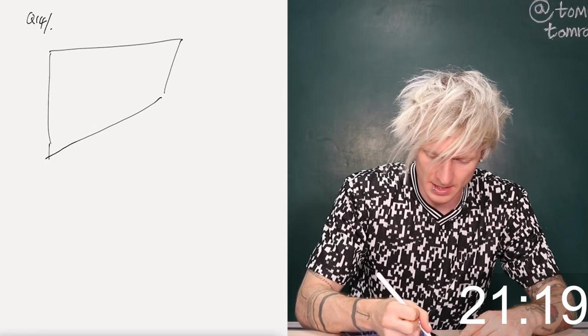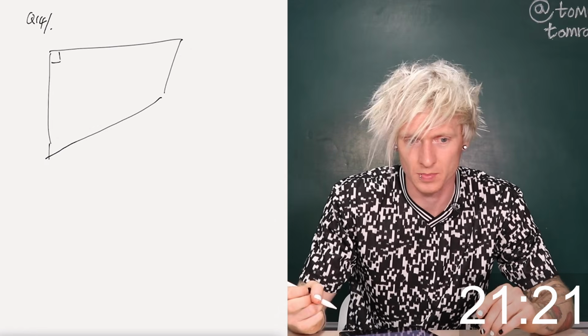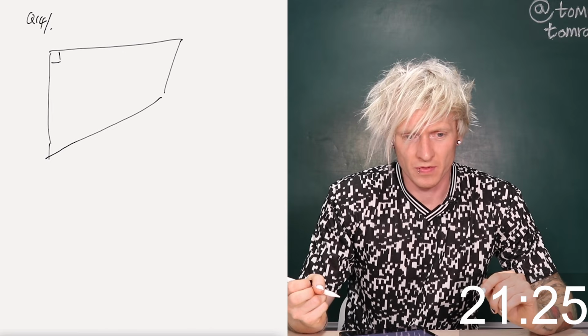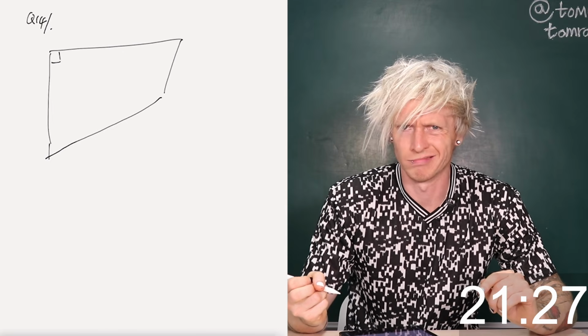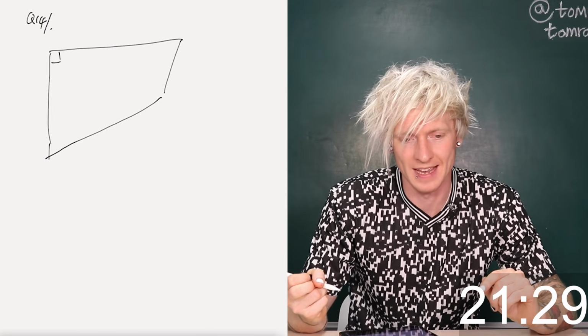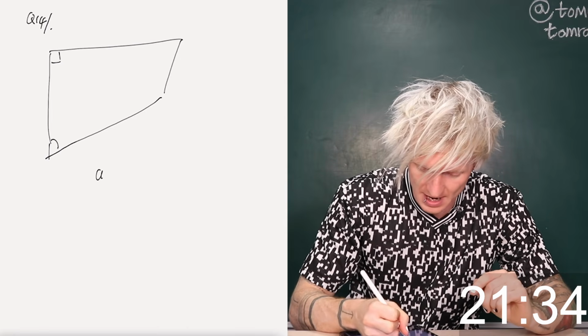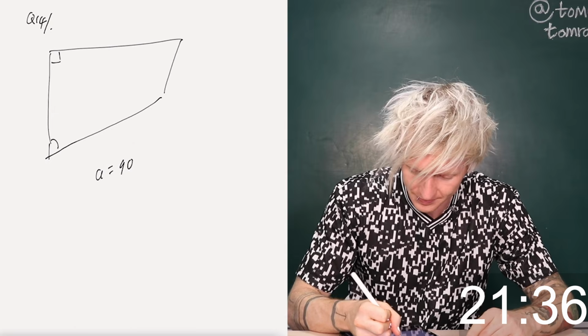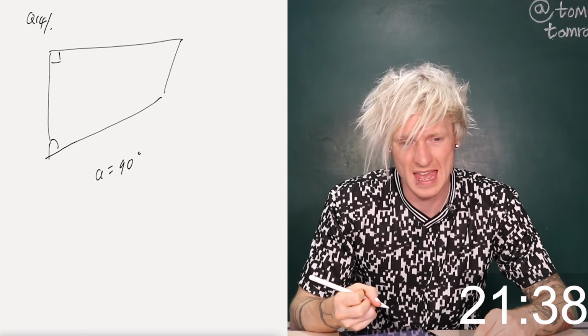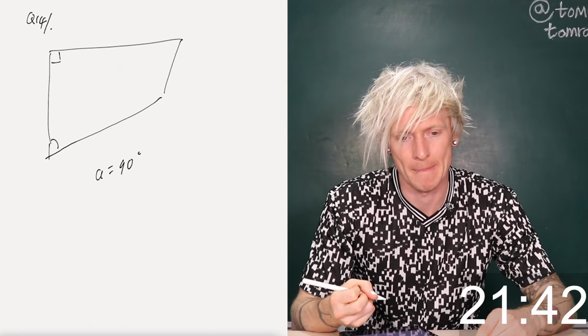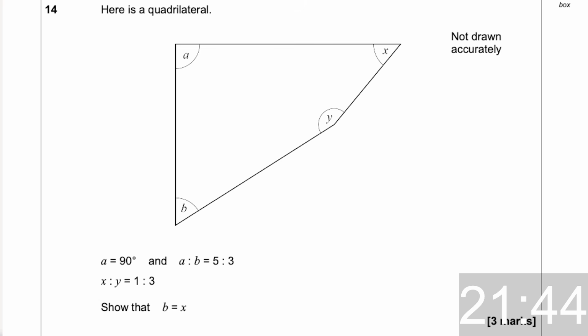Okay, A is going to be 90 degrees. Right, so let's put the right angle in. A to B are in the ratio 5 to 3. Okay, so if A and B are in the ratio 5 to 3, this is B. So if A is 90 degrees, then what do I know? I need to know what B is.